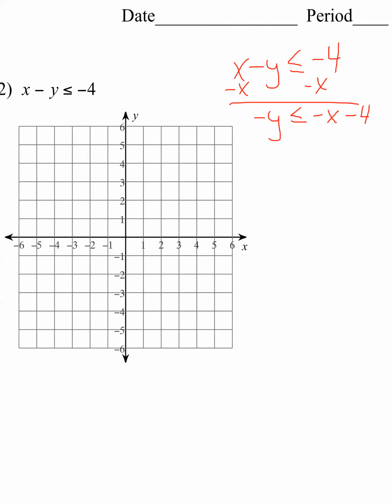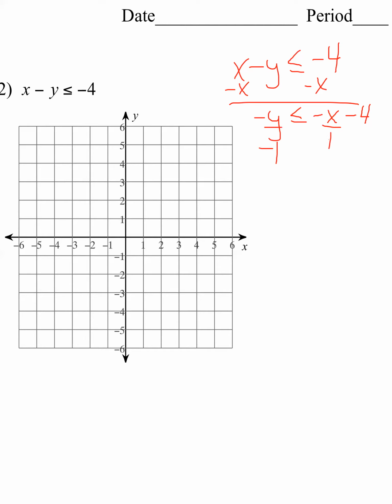Now, you can't stop here because y is not completely by itself. You still have that negative hanging out there. I need y to be 100% by itself. So how am I going to get it that way? If you're saying divide everybody by negative 1, that's a great idea. You could also multiply everything by negative 1, either one. They're both going to accomplish the same thing. But I need you to remember what happens when you multiply or divide an inequality by a negative.